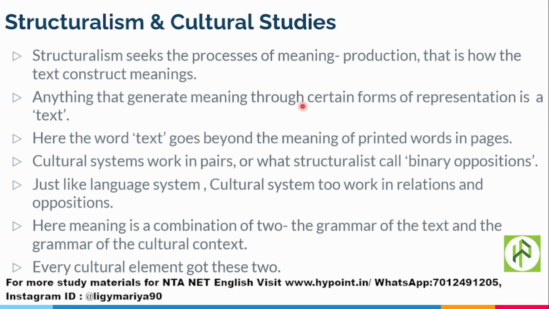Anything that generates meaning through certain forms of representation is a text. So in Charles Dickens' novel, we can see this kind of representation, and that's how the meaning in that text is created. Through that representation, the meaning about Oriental or Asian people is created. So that is the text. Here the word text goes beyond the meaning of printed words on a page. Like I said, text does not simply mean the printed words or the things we are hearing as I talk. Simply anything that is there as a representation and is creating a meaning is a text.